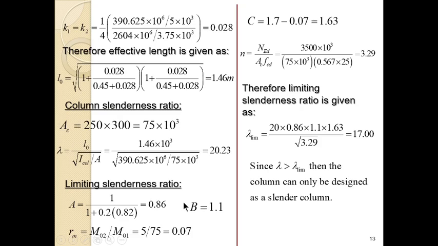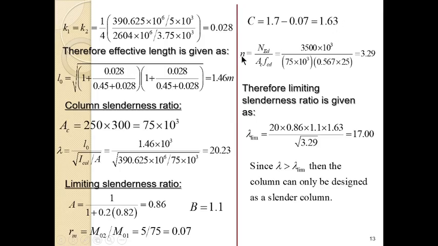Because we are not given omega, we take B as 1.1, because it was said that if you don't know, you can take it as 1.1. To calculate C, we need to calculate Rm, which is the first order end moment ratio. We were given the moments as 75 and 5. Because we were told that the moment is in tension on one side, that means Rm is positive, and the smaller moment is always up, the bigger moment is down. So 5 over 75 gives us 0.07. Remember C is equal to 1.7 minus Rm. So when we do that, C equals 1.63.